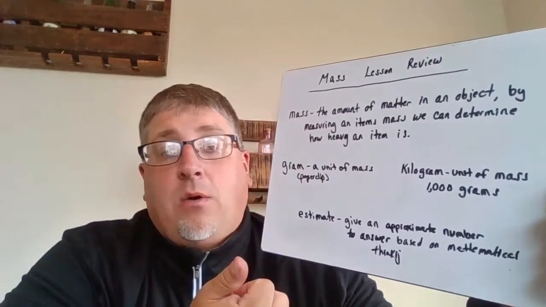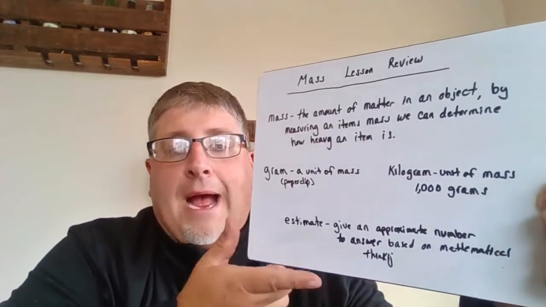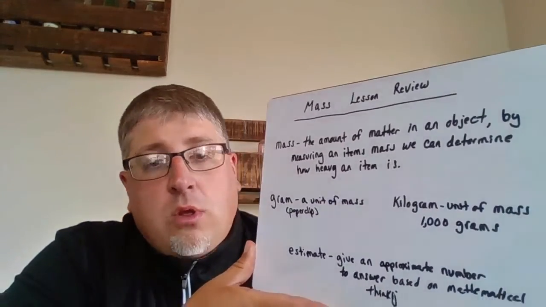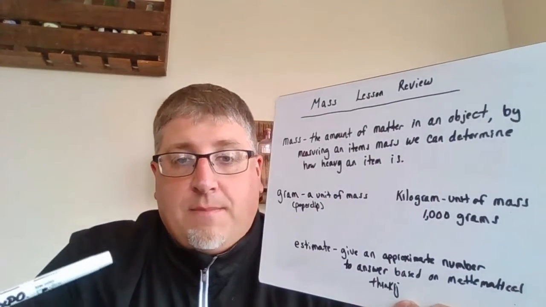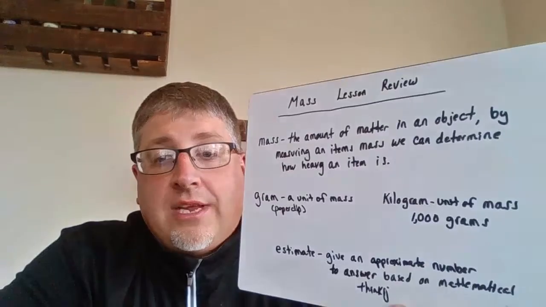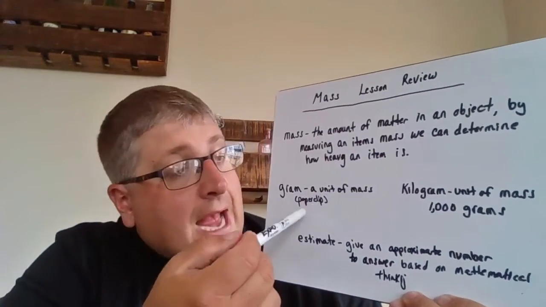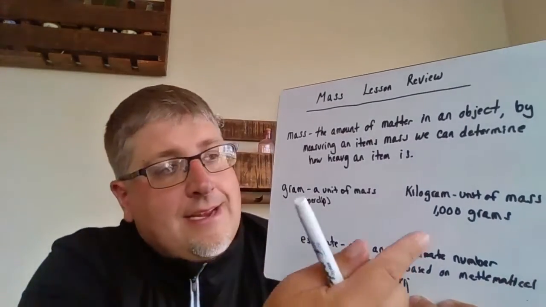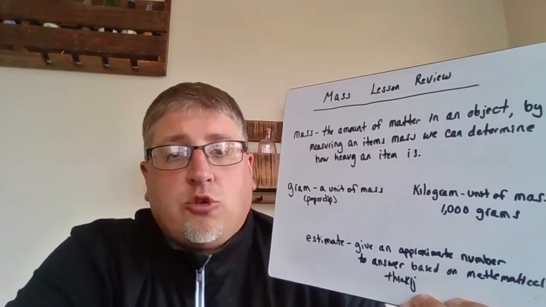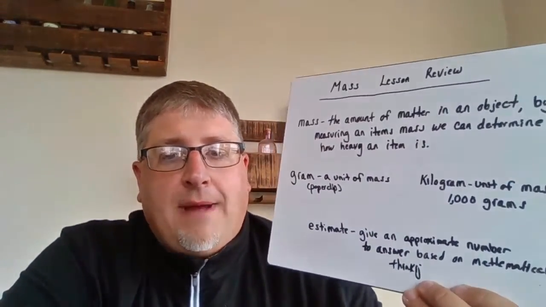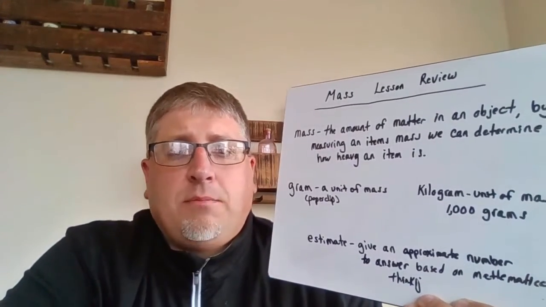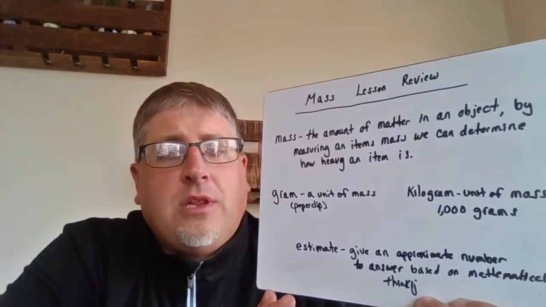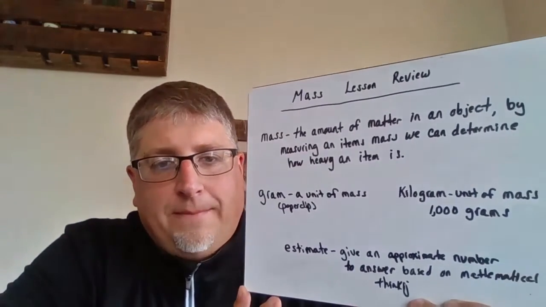We're used to measuring in pounds. I weigh a certain amount of pounds, or this pen weighs a certain amount of pounds. But when we look at mass in this unit, we're going to look at grams and kilograms. A gram is a unit of mass, and a kilogram is a unit of mass. A gram is a very, very small unit of mass. If you measured how heavy a paper clip was, a paper clip would be about a gram. So there's not much to it.